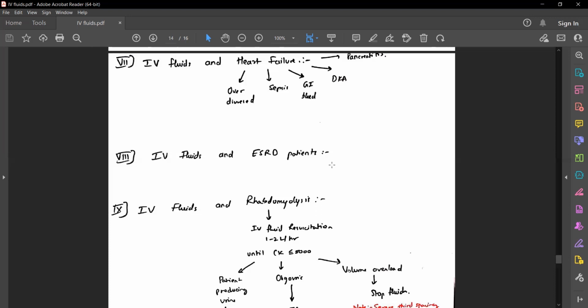So that's why you will not deprive these patients of IV fluids just because they have a history of heart failure. The maintenance fluids in these patients, of course, are going to be less compared to a patient who does not have heart failure, but resuscitation can be more or less the same. You would definitely resuscitate them.